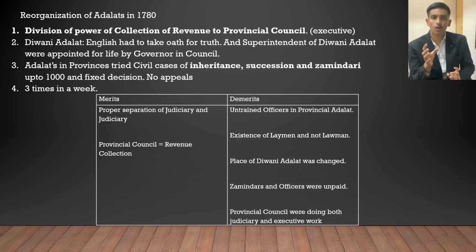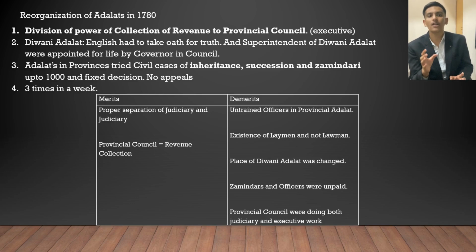So what are the demerits of the reorganization plan of 1780? We have clearly seen from time to time, again and again, that the British are trying to just make their company servants sit at top places, though they do not have any proper knowledge regarding revenue collection, or the judiciary etc. How can they exercise the work of the executive and the work of the judiciary? The second point is the existence of laymen and not lawmen. People who are not well educated or well versed in the law are still practicing in the judiciary or sitting at top places in the judiciary.